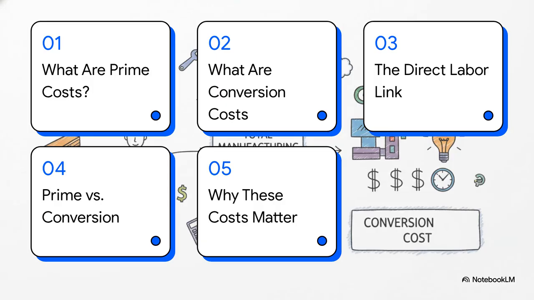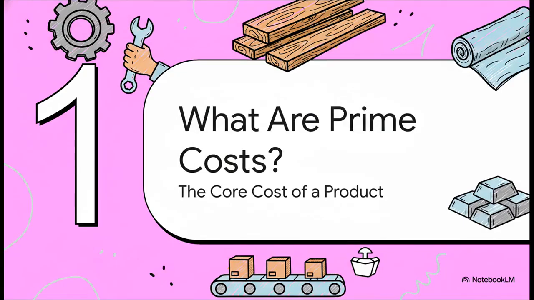All right, here's our game plan. We're going to start with prime costs, then tackle conversion costs. After that, we'll look at the one thing that ties them both together. Then, we'll put them side by side to see the differences, and finally, we'll wrap up with why all of this is a total game changer for any company that makes, well, anything. Okay, first up, prime costs.